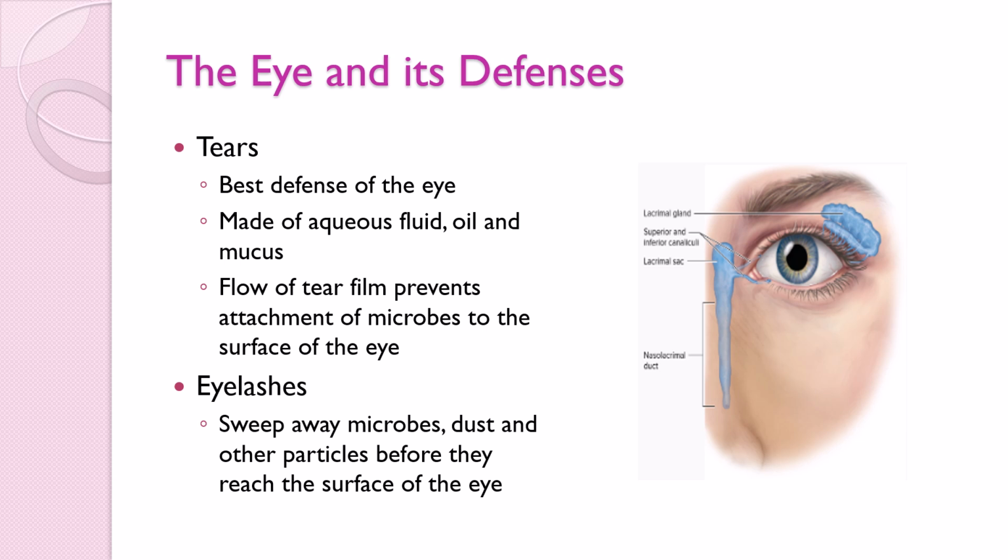and any other larger particles, before they can even get in the eye, we use the eyelashes. They kind of act like a broom. They sweep away microbes and dust and other particles before they even reach the surface of the eye. So these are the two most important defenses of the eye itself when it comes to microbes.